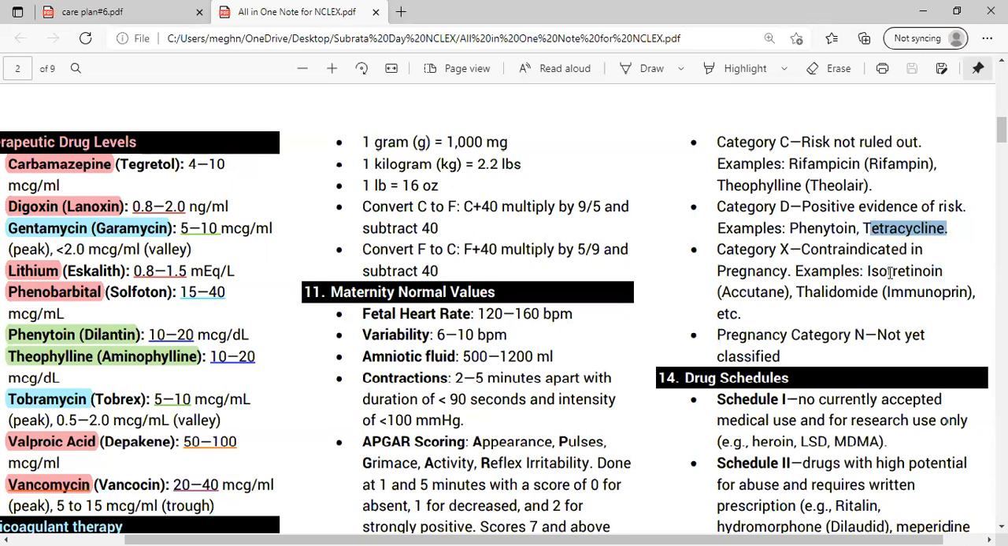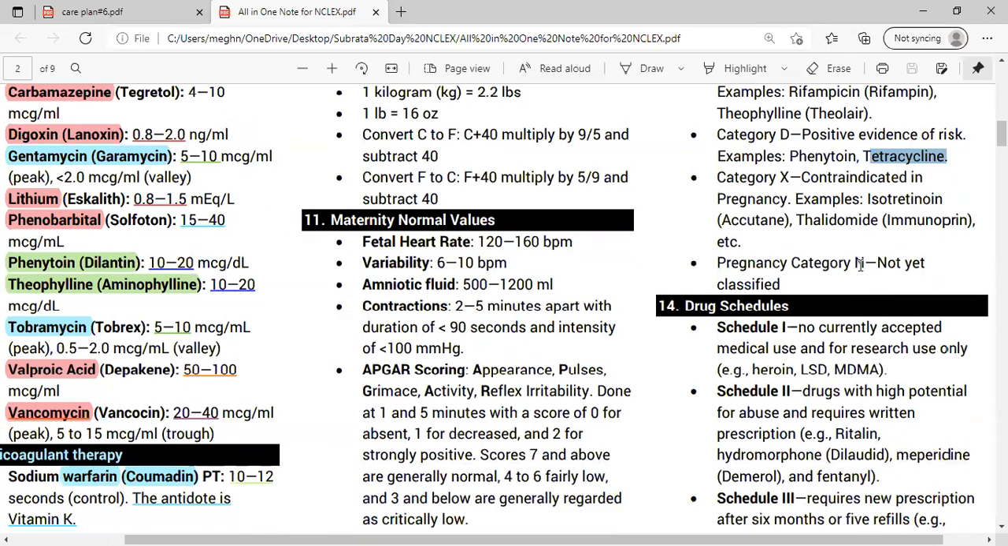Category X is contraindicated in pregnancy. Example, isotretinoin. It is a medication we use for acne, right? Also thalidomide. Pregnancy category N, not yet classified.